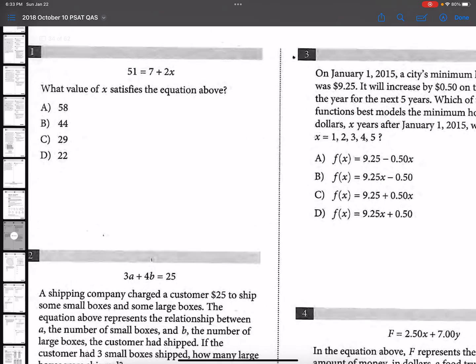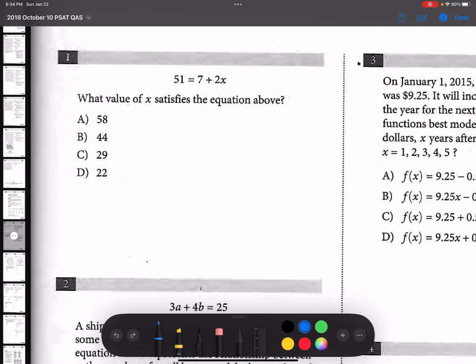Number 1. What value of x satisfies the equation above? So 51 is equal to 7 plus 2x. We're going to take 7 to the other side, so that's 51 minus 7. That'll give us 2x is equal to 44. So that means x is equal to 44 divided by 2, which is 22. So our answer is D.